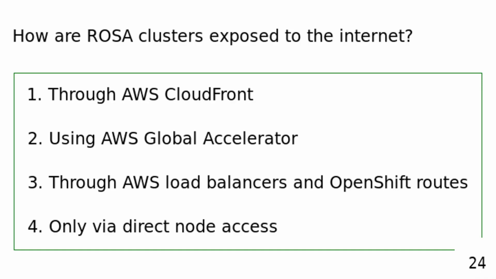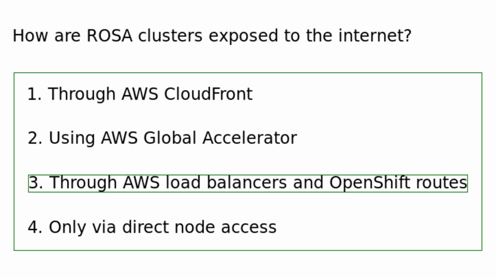How are ROSA clusters exposed to the Internet? Through AWS CloudFront. Using AWS Global Accelerator. Through AWS load balancers and OpenShift routes. Only via direct node access. ROSA exposes clusters using AWS load balancers for services and OpenShift routes for fine-grained control.